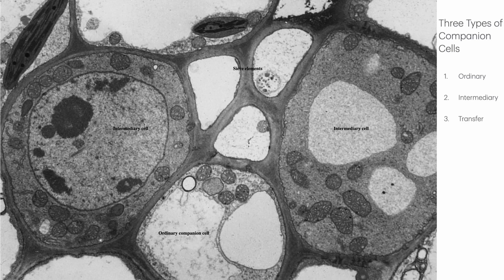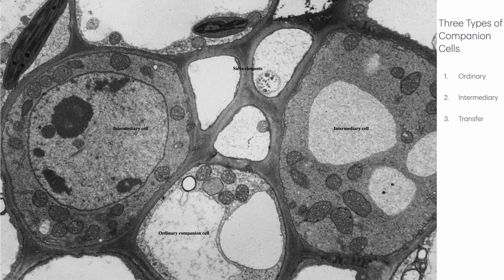These cell types are very important in the kind of phloem loading that occurs in the phloem sieve tubes, as we'll find out, and is responsible for causing transport through the phloem. We'll get to the mechanism of that towards the end of the lecture. But here in this figure, we can see 3 sieve elements in the center and 2 intermediary cells on the left and the right, and an ordinary companion cell down below the 3 sieve elements.